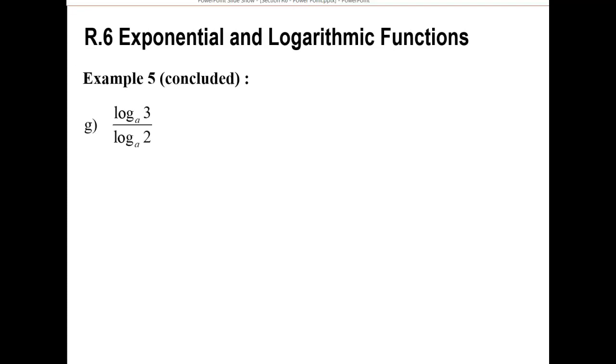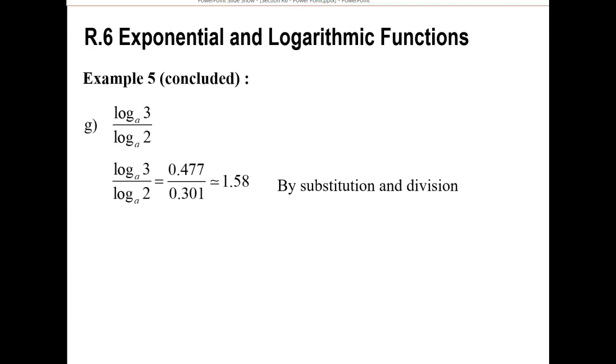All right, log base a of 3 divided by log base a of 2. Here we just were given those two things, so we just substitute in our values that we were given on that initial slide, and we get 1.58.